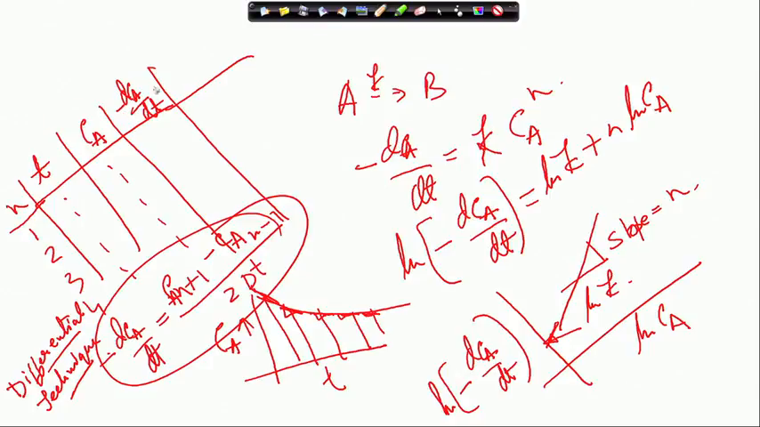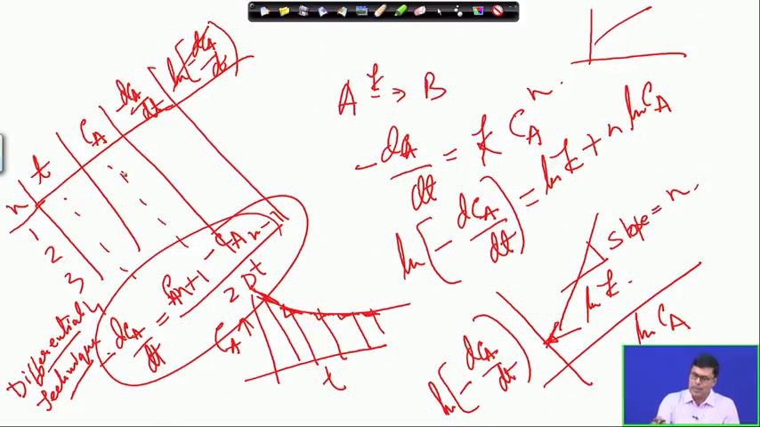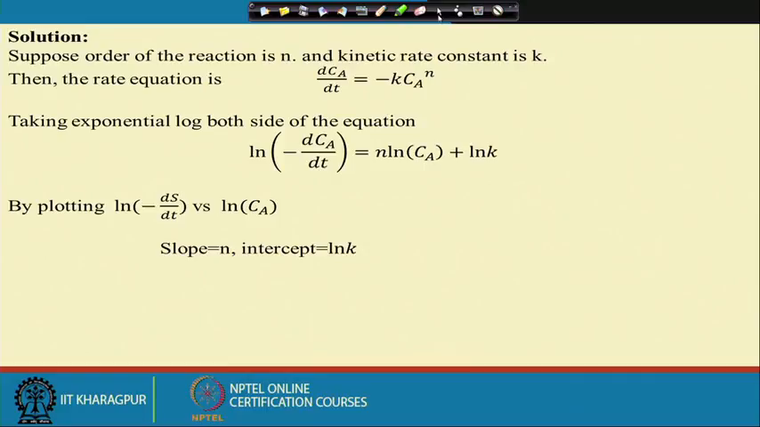Now once you have this, you can have ln of minus dCA by dt, or if you want to use it directly, you use log graph paper. Different log graph papers are available. You can put the data directly here, and you can get your slope. You don't have to find the log here. Directly you can log Ca also. If your scale is log, you can put the data directly, and you can find the slope value of n.